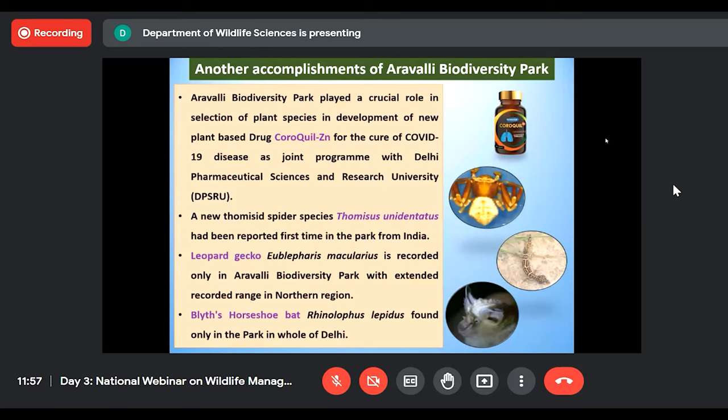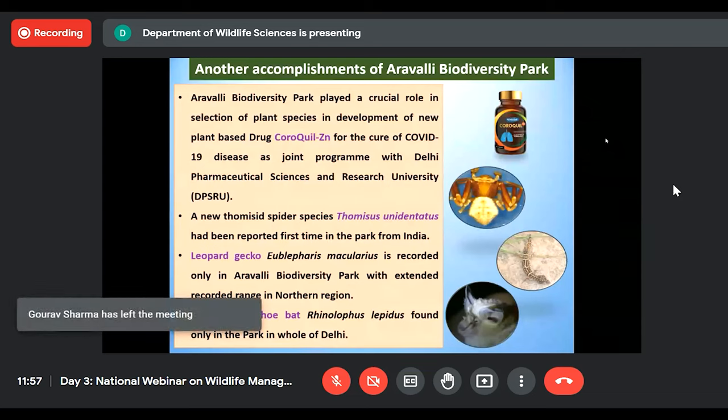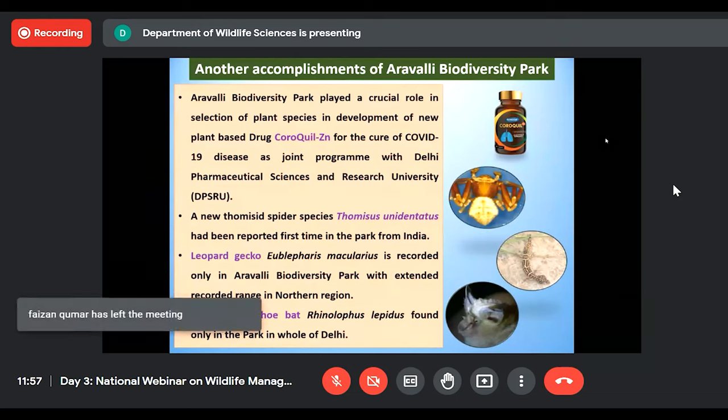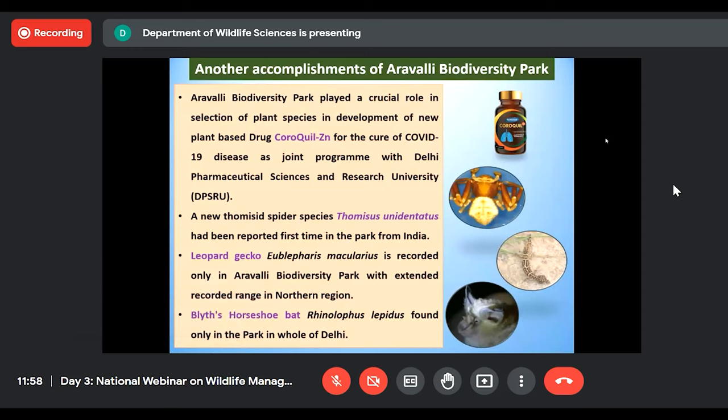This is the way we are serving society as well as wildlife, all together. And some more achievements: a new thomisid spider species, Thomisus spidentus, has been reported for the first time in the park from India. A leopard gecko has been recorded from Aravalli Biodiversity Park with an extended range in the northern region, and the Blythe horseshoe bat is found only in Aravalli Biodiversity Park.